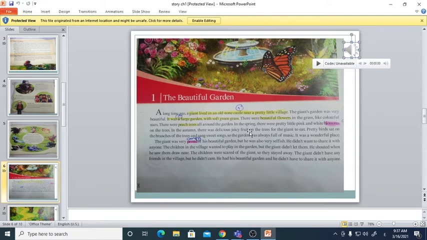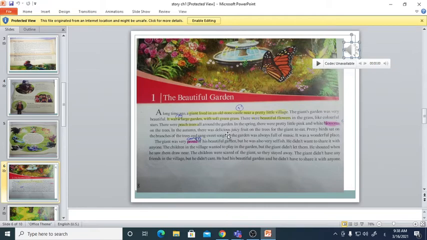Spring is one of the seasons. Now we know that during the year we have 4 seasons: summer, autumn, winter, and spring. In the spring, there were pretty little pink and white blossoms. Blossoms are the small flowers that come on a tree. The flower, before it opens and becomes big, is very small and is called a blossom. In the spring, there were pretty little pink and white blossoms on the trees.